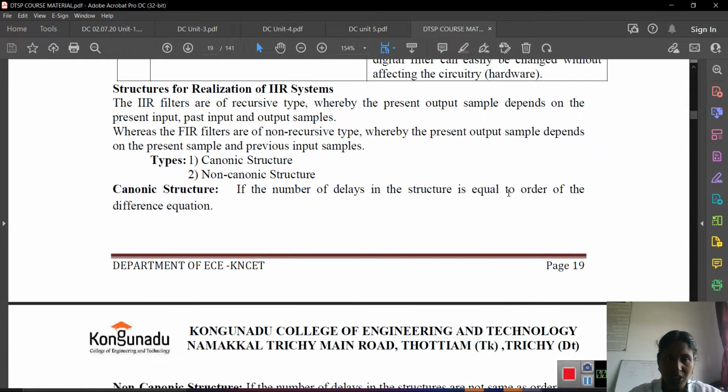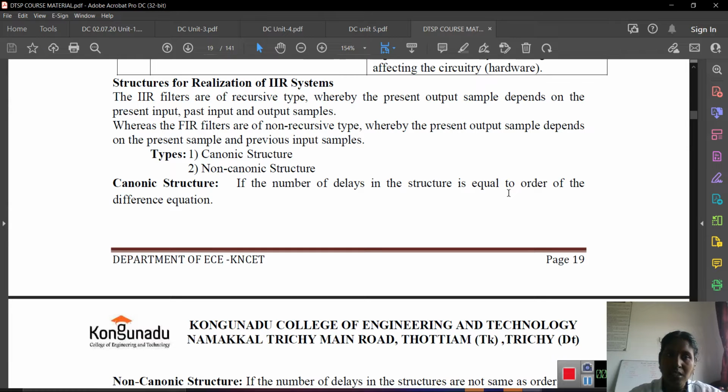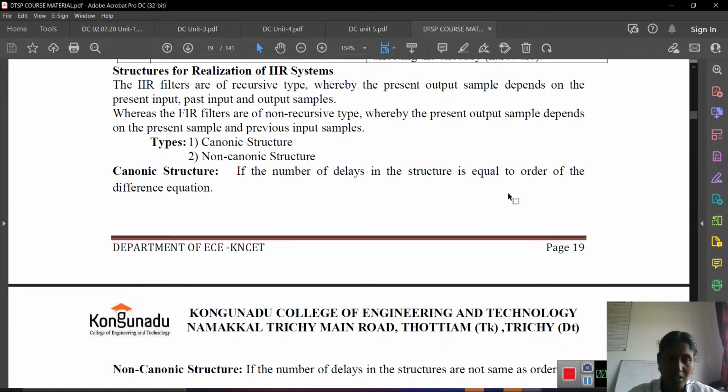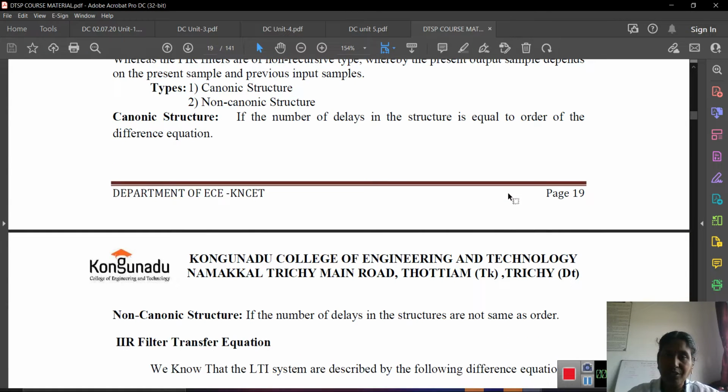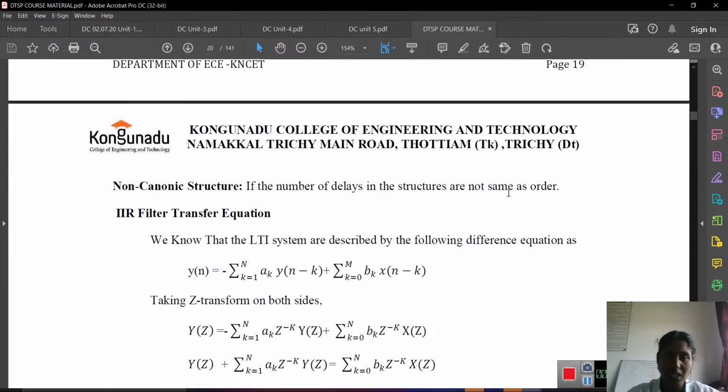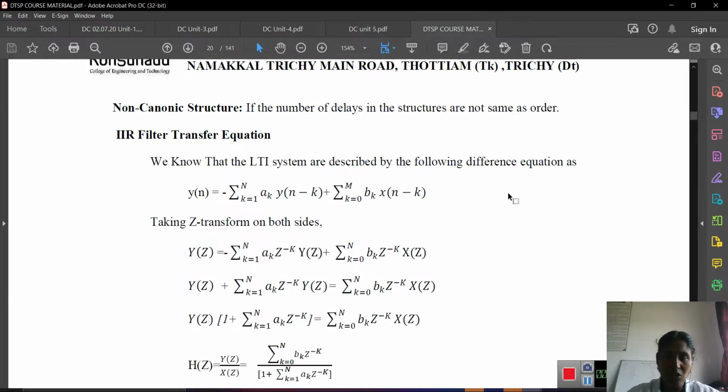Then structure of realization of IIR systems. IIR filters are of a recursive type, whereby the present output sample depends on the present input, past input and output samples. Whereas FIR filters are of a non-recursive type, whereby the present output sample depends on the present and the previous input samples. That is the difference between IIR and FIR. The types are canonic structure and non-canonic structure. A structure is canonic if the number of delays in the structure is equal to the order of the difference equation; non-canonic if the number of delays is not the same as the order.